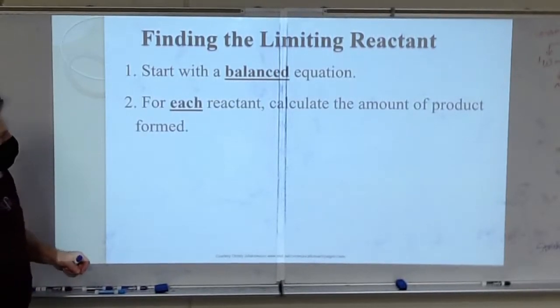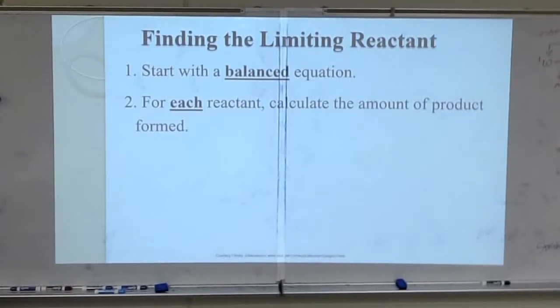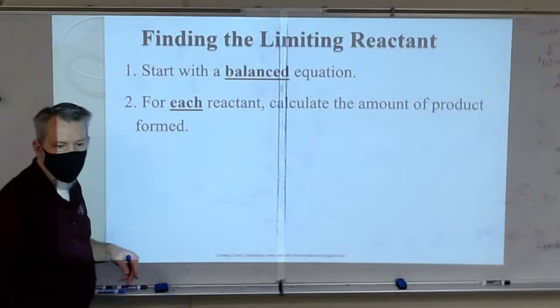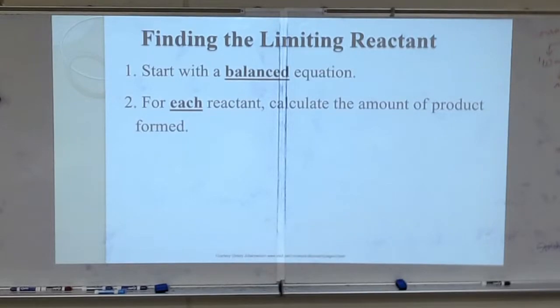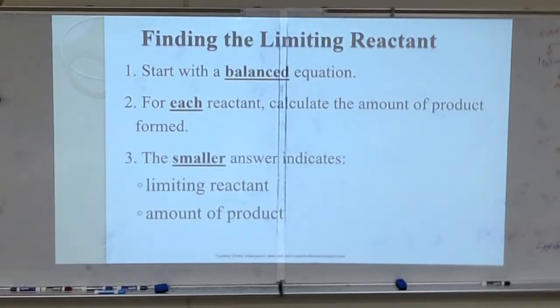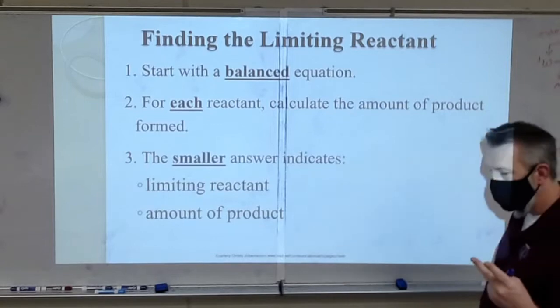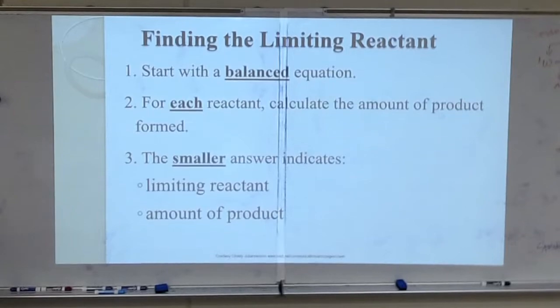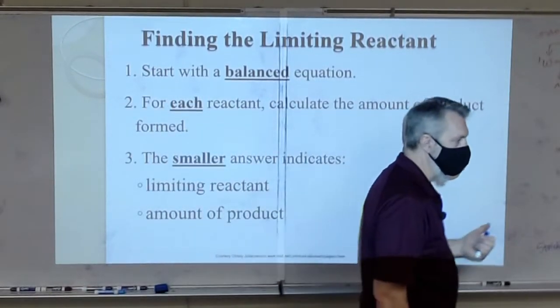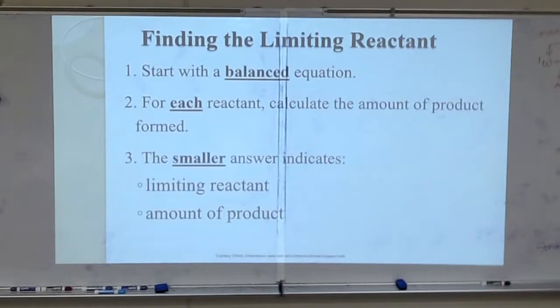For each reactant, you need to figure out how much product could be formed. Just like we did a second ago, we figured out how many cupcakes I could make with the eggs, and we figured out how many cupcakes I could make with the cake mix. The smaller answer is going to give me 2 things. First of all, it's going to tell me the limiting reactant, and secondly, it's going to tell me how much product I could possibly make.